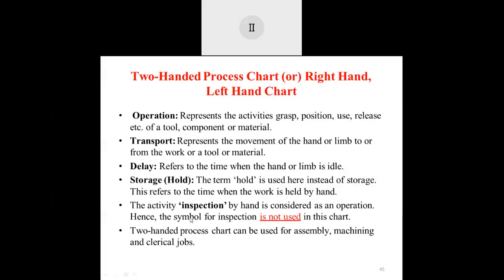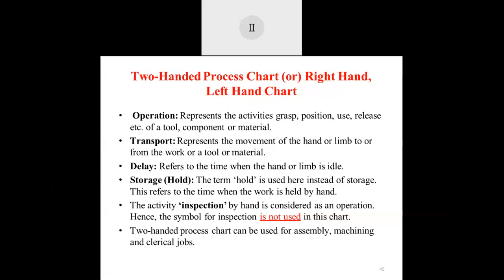So operations will represent the activities grasp. What are the activities done by our two hands? Then what is its position? What is the use of that hand? How and when are they releasing it? Suppose you are holding something, then when you are moving it, when you are leaving that holding of tool or maybe machine or any other component, all those things will be recorded.